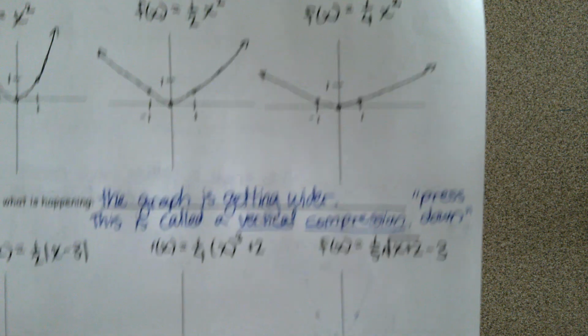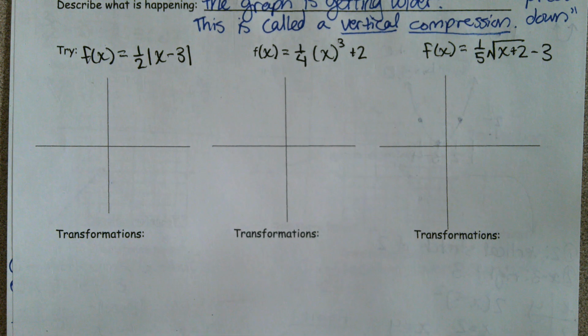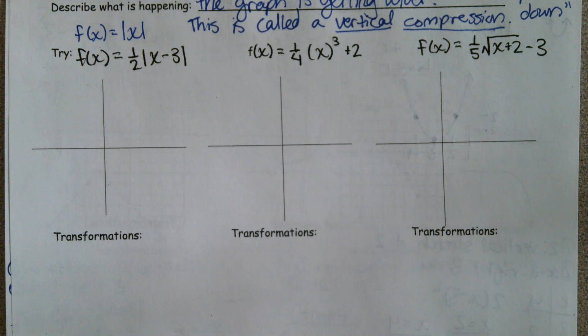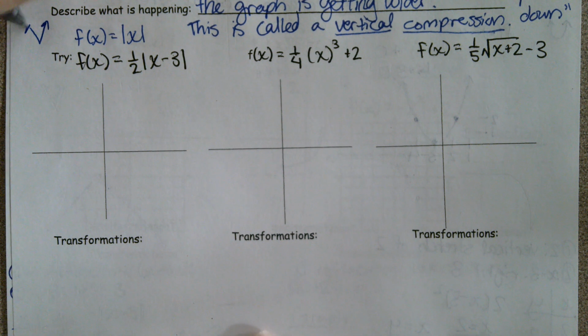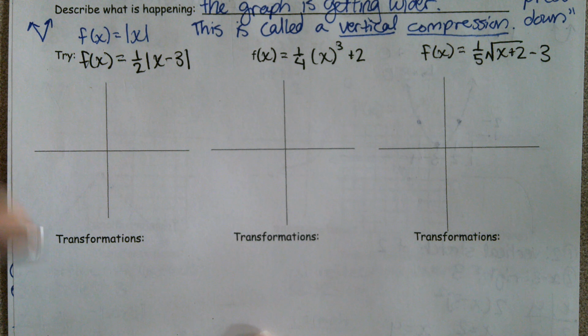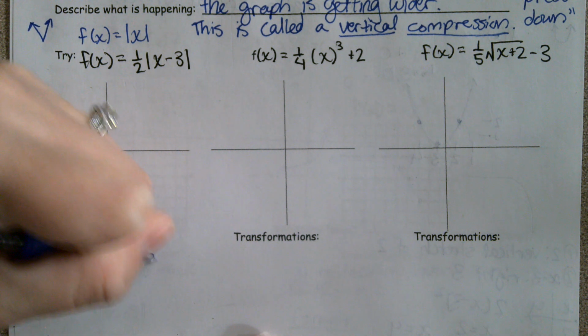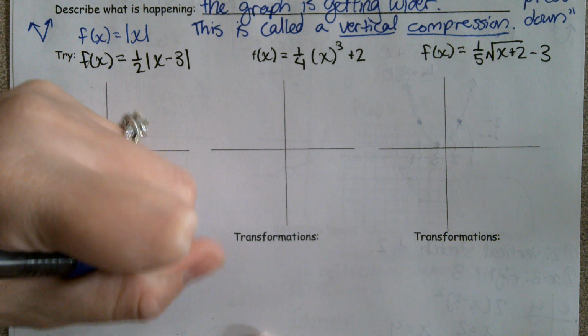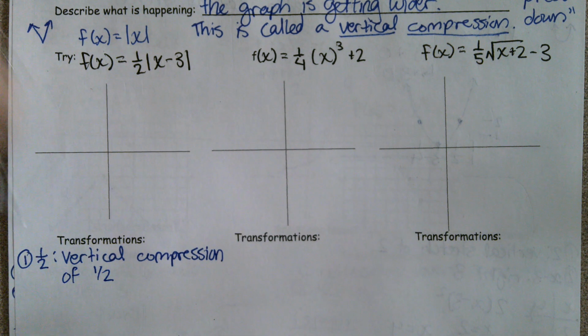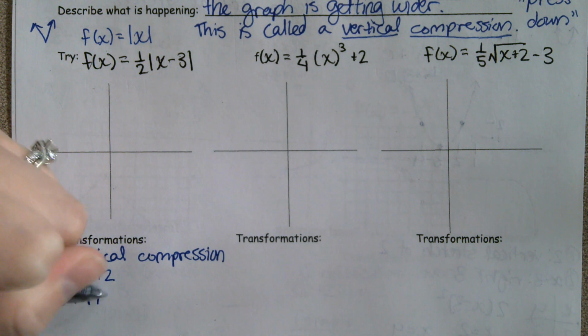One more example. F of x equals 1/2 times the absolute value of x minus 3. Our parent graph is f of x equals absolute value of x, which has a V shape. Transformations, there are two. First, we have that 1/2 out in front. That means it is a vertical compression of 1/2. The other one is x minus 3. This means we move right 3.